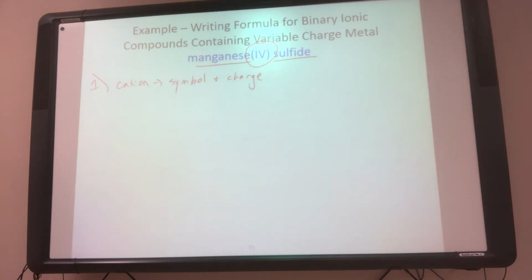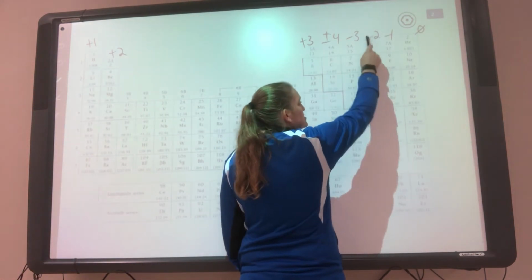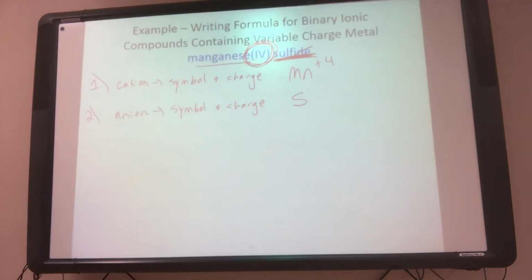Formulas and names. So we write Mn, and then we know his charge because it told us its charge, because he's variant. If he was invariant, then we would just know based on where he was in the periodic table. Step 2 is for the anion. We have to write his symbol and charge. So it's sulfide. So we know if we drop the ide, it's sulfur, and that symbol is an S. And to figure out the charge, we go over here and we look, where's S? He's in this group, which is a -2 charge. Okay, so he's a -2.